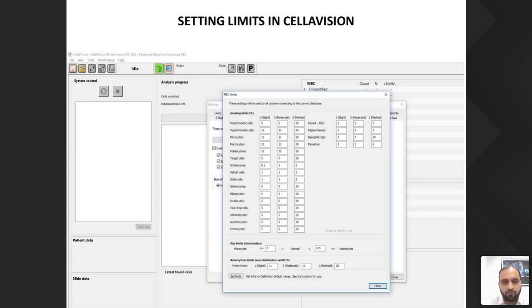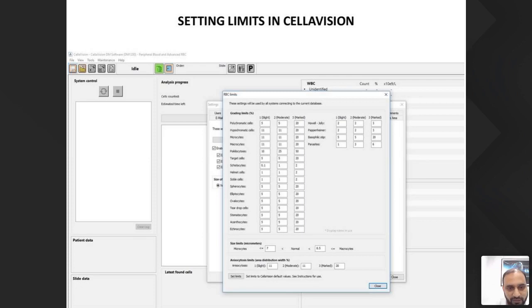So if my CellaVision detects less than 5% polychromatic cells, it will give me a 0 grading. If it is between 5 to 20%, it gives me a 2 plus grading, and if it is more than 20%, it gives me a 3 plus grading.